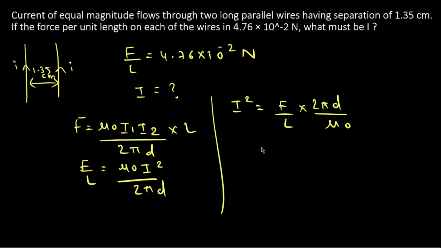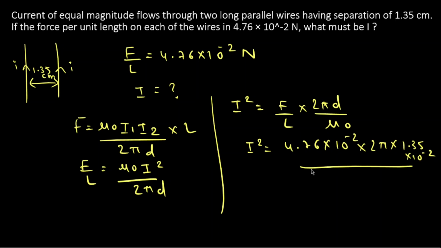So I square will be 4.76 × 10^-2 into 2 pi into the distance, 1.35 × 10^-2, divided by mu naught, that is 4 pi × 10^-7. Solving this, we get I to be 56.7 ampere. I hope you understood this sum. Let's check out the next sum.